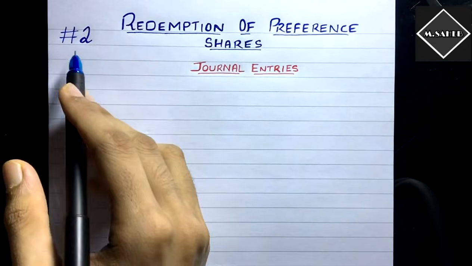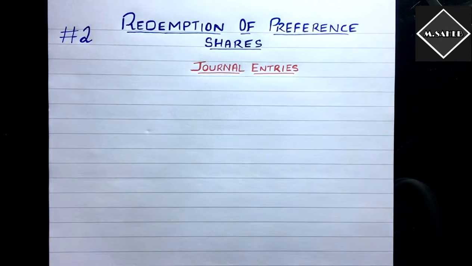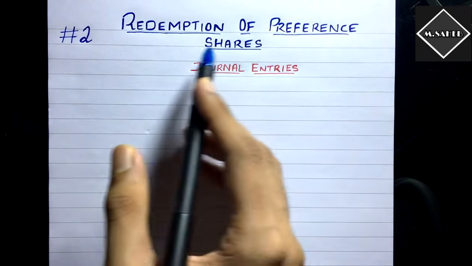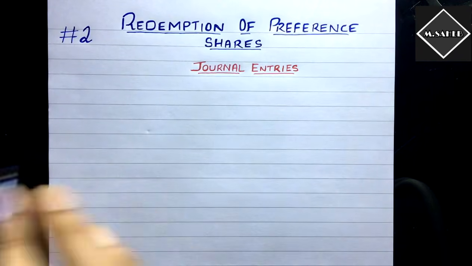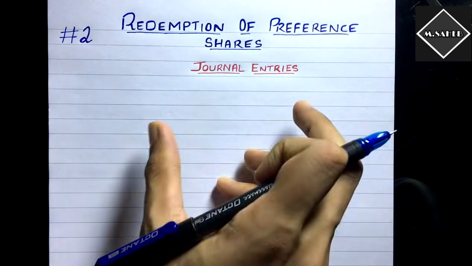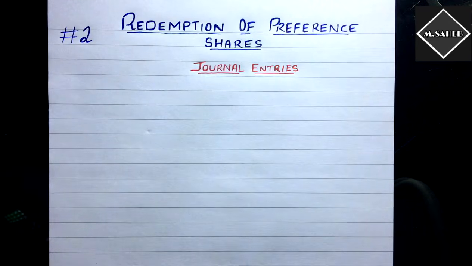Hi everyone, this is the second video of the redemption of preference shares chapter. In this video we are going to see the journal entries of this chapter, and we are also going to see the accounting technique that we have to use to solve the problems of this chapter.